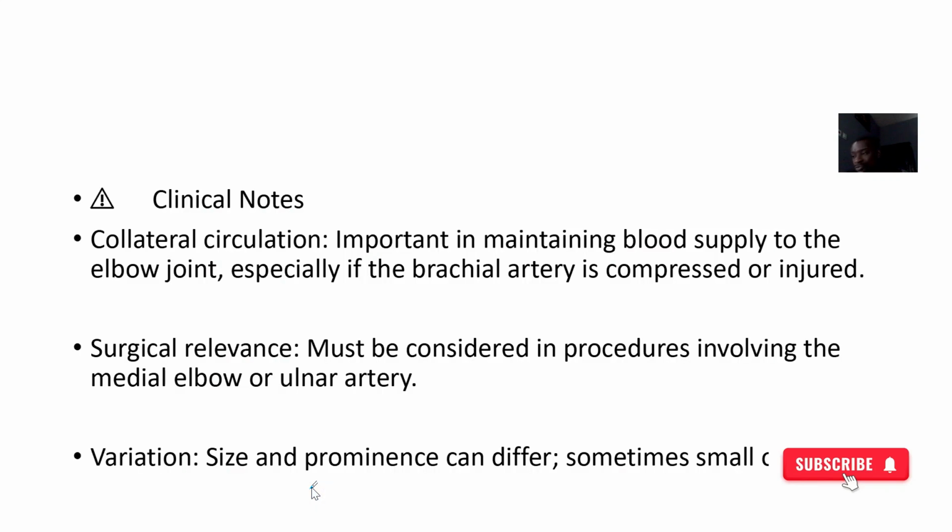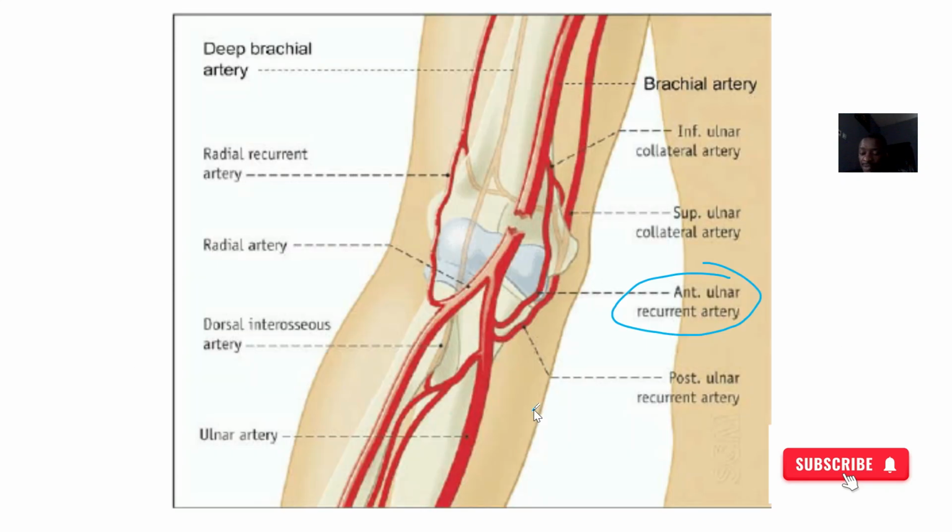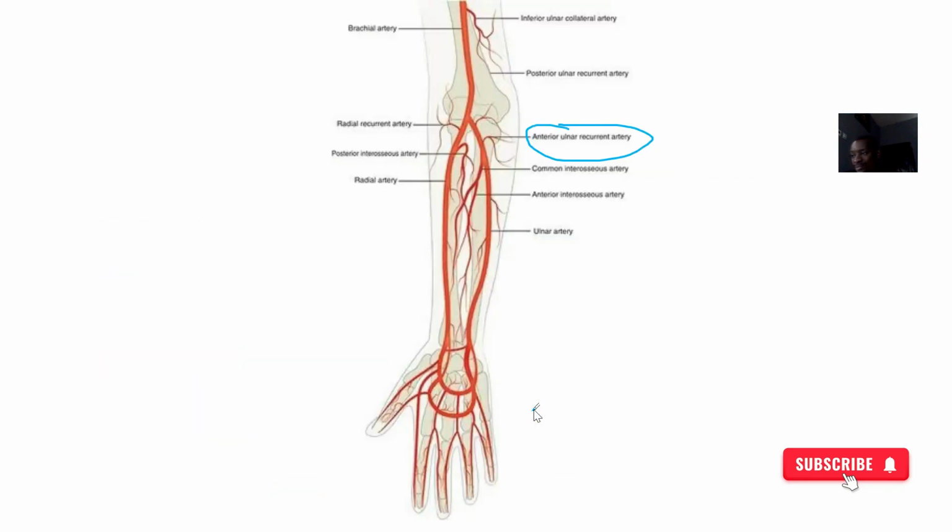So clinical notes. We study this artery because we want to know about the collateral supply. That's that network of arteries around the elbow. How are we able to know about the blood supply around the elbow? Then surgical relevance. You have to consider it if there's any surgeries that will be done around the elbow. Okay, you don't want to injure it. So you should know that the size and the prominence varies from one human being to another.